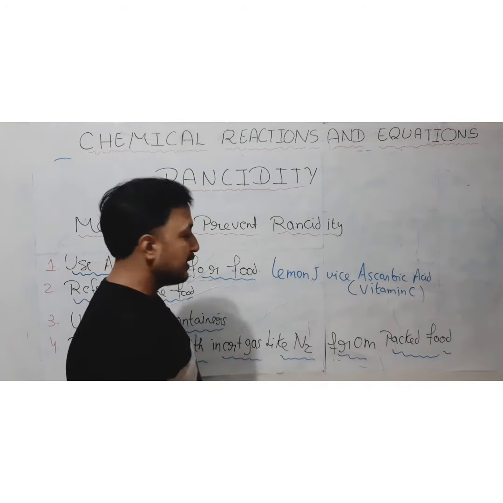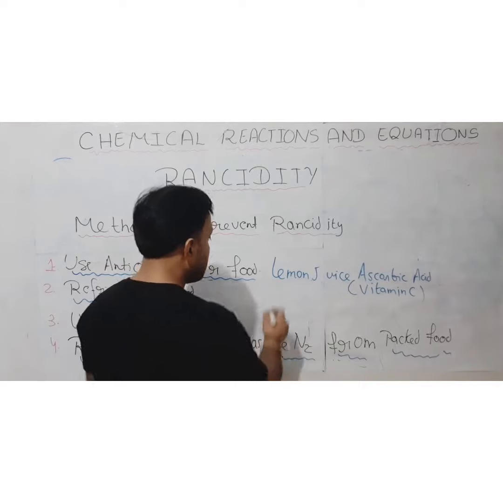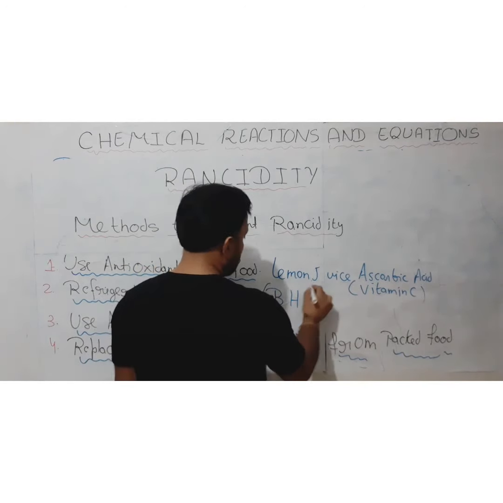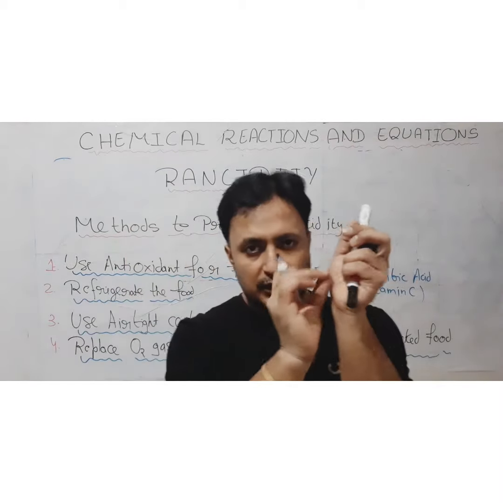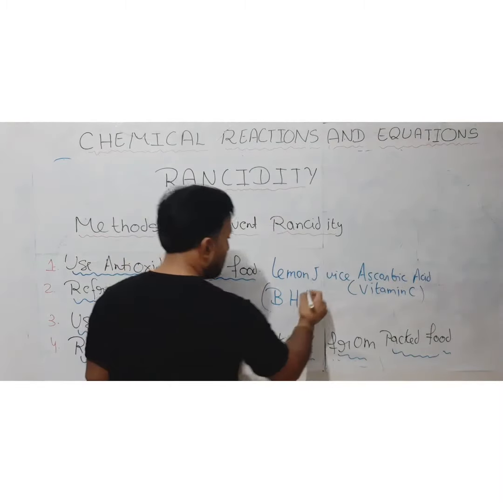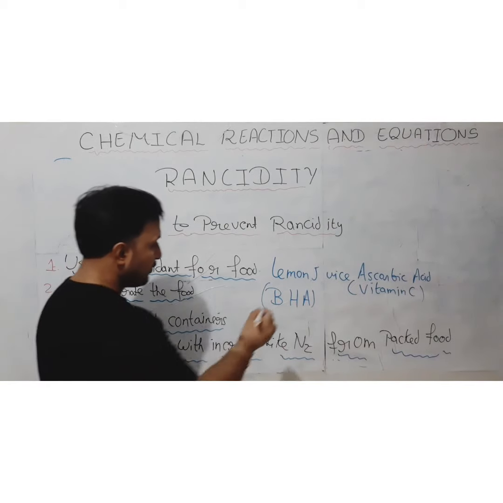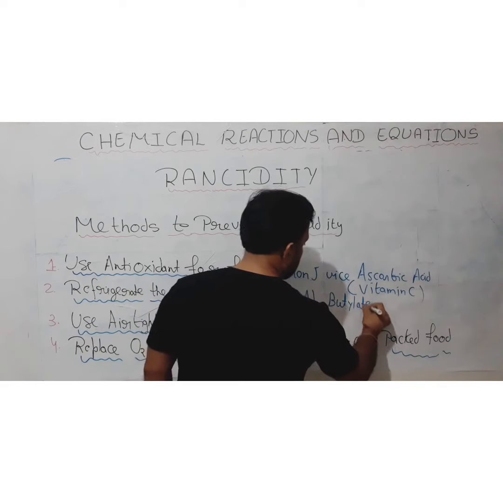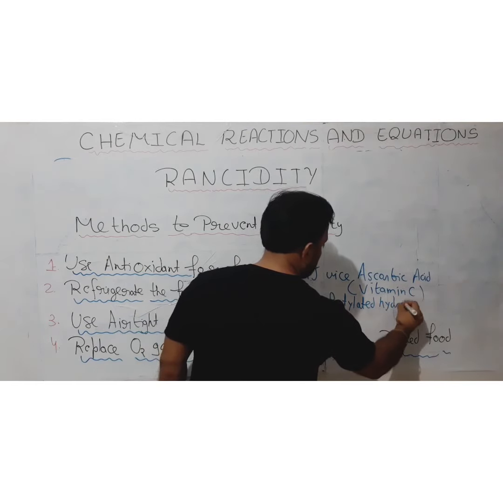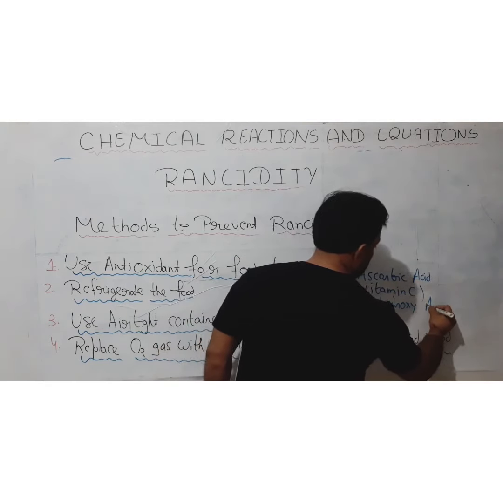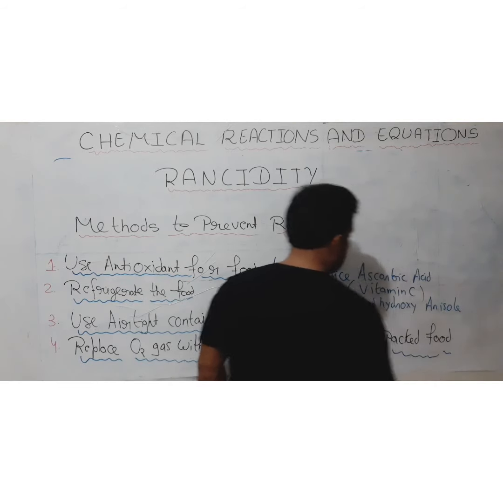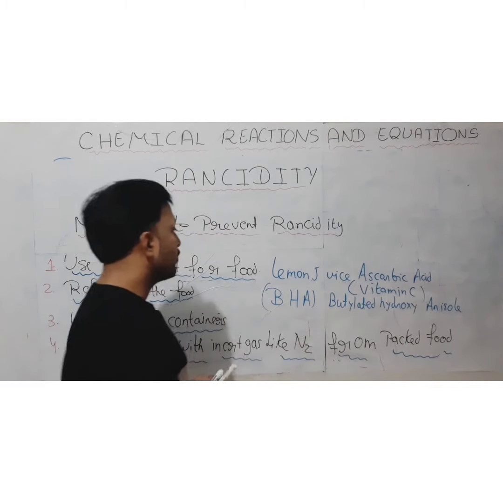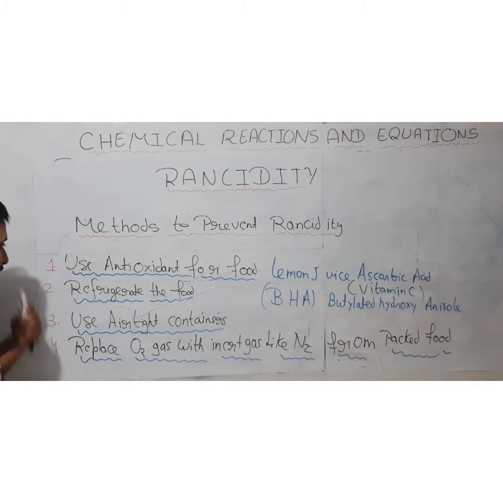Some more examples are chemicals like BHA. You have maybe seen sometimes in food items it was written that BHA is added. That BHA is basically an antioxidant. What is the meaning of BHA? It is butylated hydroxy anisole. So it's a chemical that can be added in the food and it can prevent or slow down the oxidation process. So that is one method.